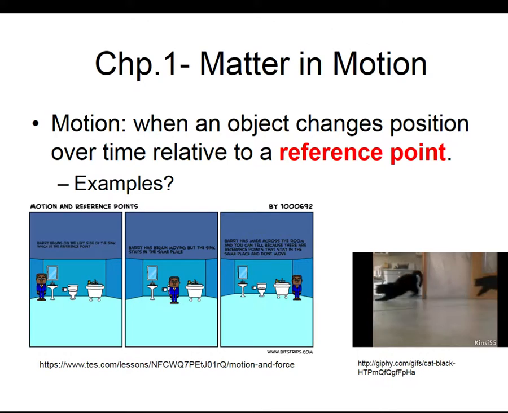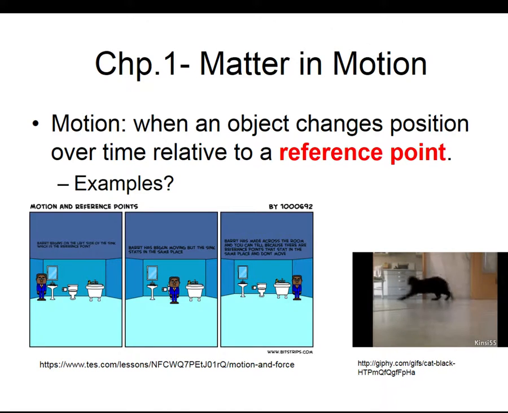On this little cartoon here, you see this guy, Barry. He walks across the floor, and it says there's lots of reference points. You could tell he was moving maybe based on the sink, or the mirror, or the toilet, or the bathtub. So somehow you knew that he was moving compared to the reference point. Now, all these examples had the reference points standing still. Okay, none of these things were moving. Could a reference point be moving? Sure, a reference point does not have to be standing still.